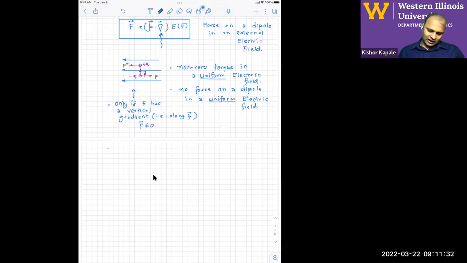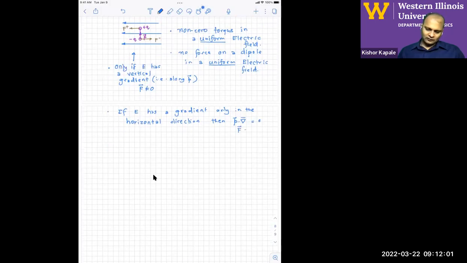F is non-zero. And if E has a gradient only in the horizontal direction, then P dot gradient is still zero, and so F will be zero. So there are more situations when the force on the dipole would be zero, right? And then the torque, of course, would change also.